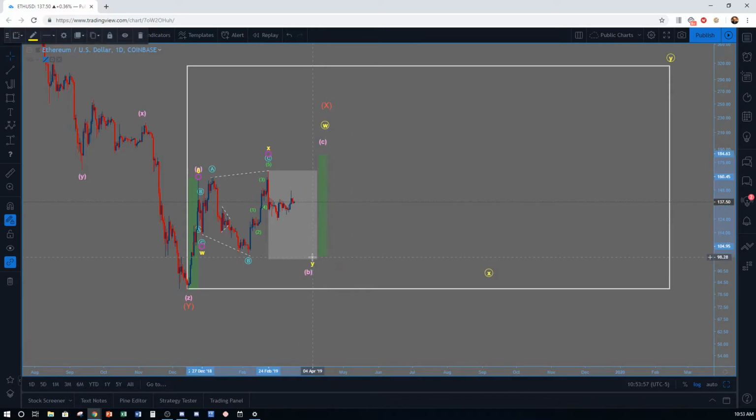Alright guys, that's really all I've got on Ethereum. If you have any questions on that chart, let me know. I'd be happy to try to answer them for you. But we're going to go ahead and move on over to EOS.